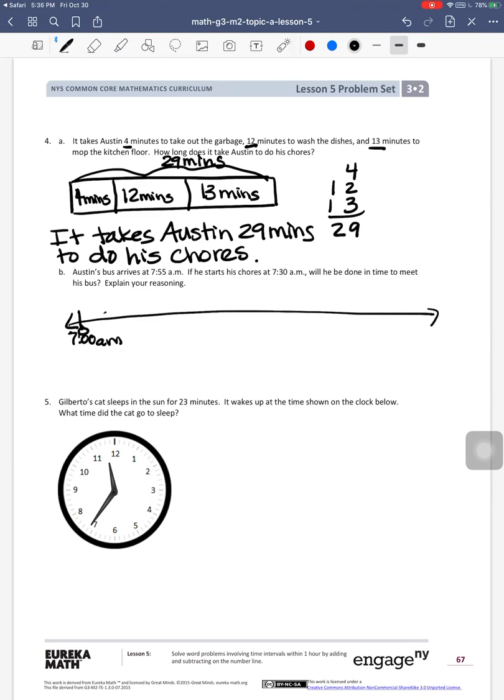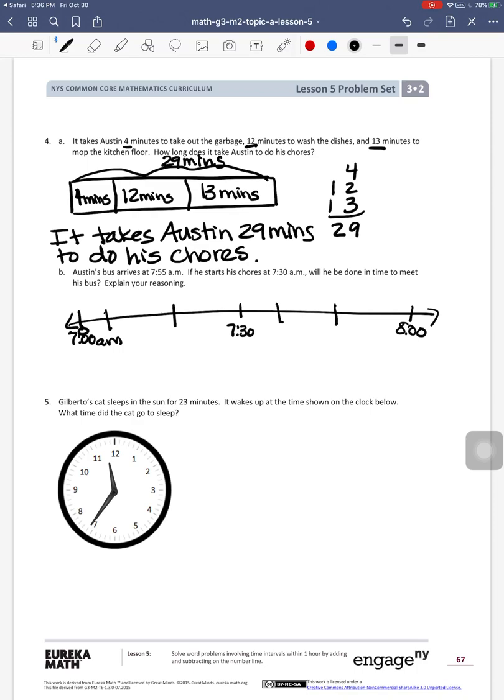7. And I'm just going to make a line in the middle. That would be our 7:30, right? And then here is our 8. We could just make lines. 8:10, 8:20, 8:30, 8:40, 8:50. All right, so if he starts his chores at 7:30, and it takes him 29 minutes.